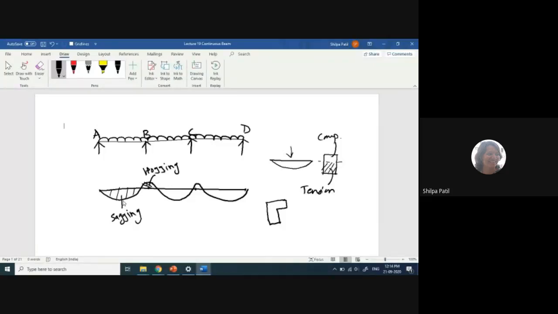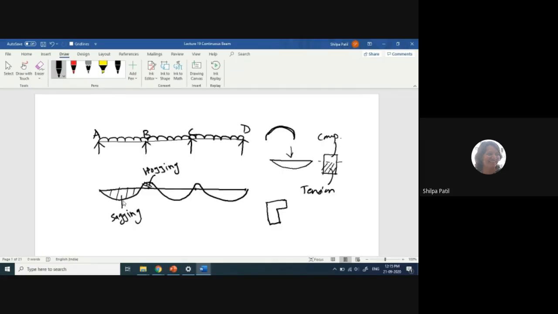The same thing if I want to discuss about this hogging bending moment, this portion, how the beam will bend. In that case, it will bend like this. So there will be, sorry, there will be tension in the top portion and compression in the bottom portion, right? So in case of hogging bending moment, what will happen? The compression is at the bottom of the beam, that is in this region. In the bottom of the beam, there will be the compression.